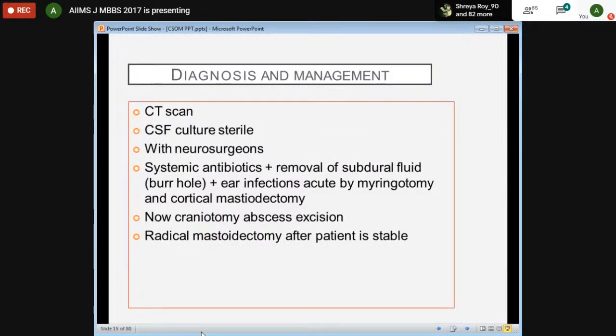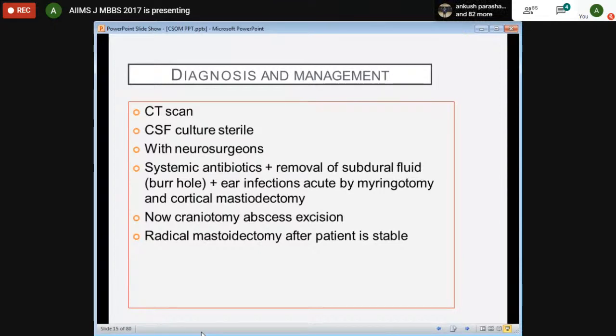So how should we diagnose and how should we manage these patients? Management consists of two parts: investigations and treatment. Investigations: CT scan, MRI, CSF culture. If you do the CSF culture, basically that will be sterile, and this is the area where you should involve the neurosurgeons. The ideal treatment is antibiotics plus removal of subdural fluid, which has to be done by a burr hole. They may do craniotomy also and burr hole. It depends on the neurosurgeon.